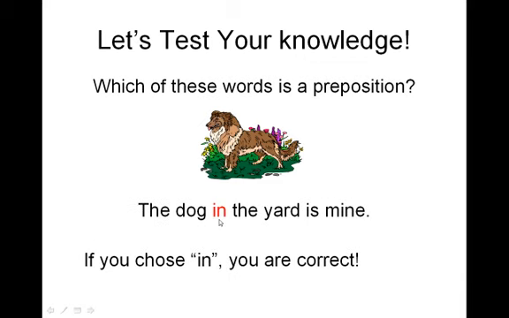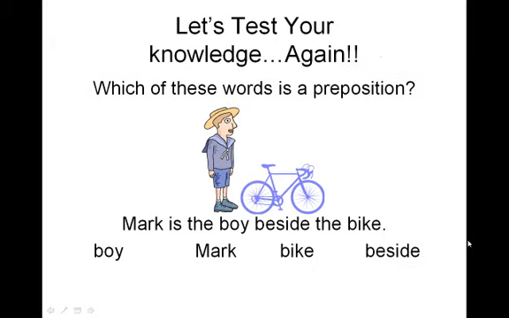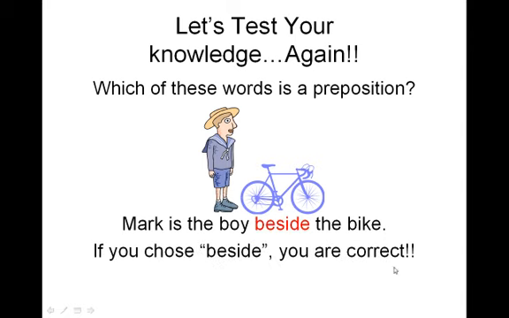If you chose in, which is in red, you are correct. Yay! Here is another sentence. Which of these words in this sentence is a preposition? Mark is the boy beside the bike. And here are our options: boy, Mark, bike, and beside. If you chose beside, you are correct. Yay!